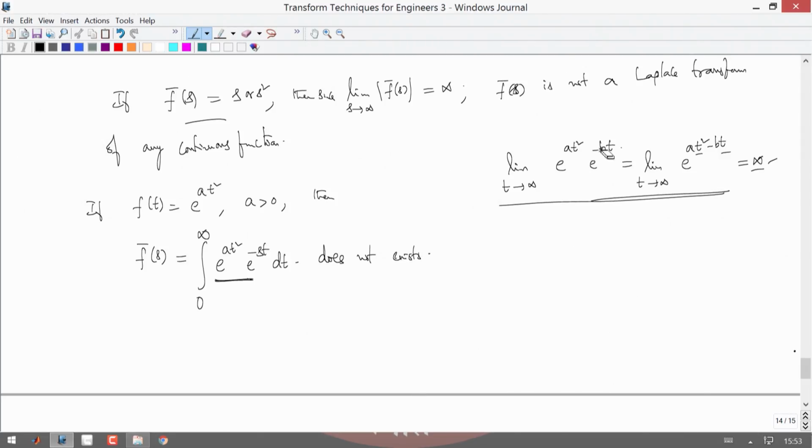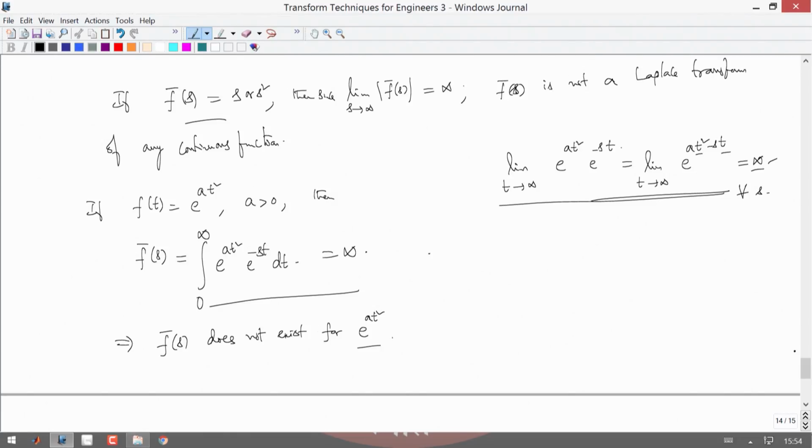So, e power minus bt, instead of b you take some s, s can be anything, you fix your s as any s, this is true for every s. So, this implies this does not exist, this is actually infinity. That implies f bar of s does not exist for the function e power a t square, which is continuous, but not an exponential function of some order.